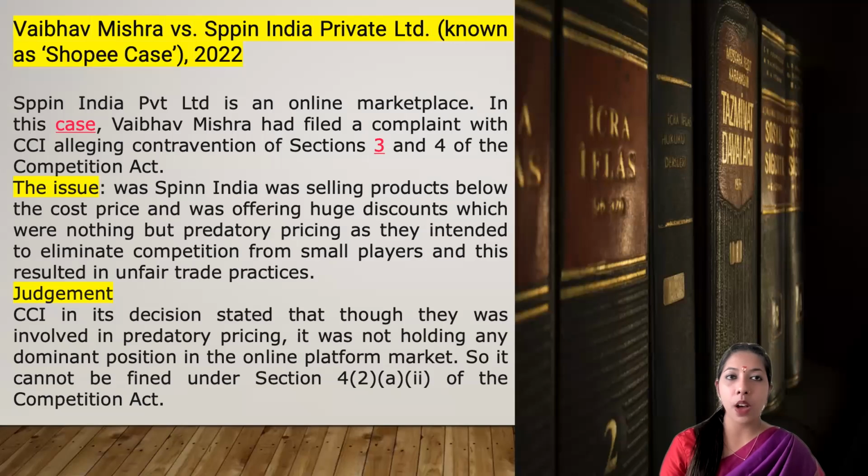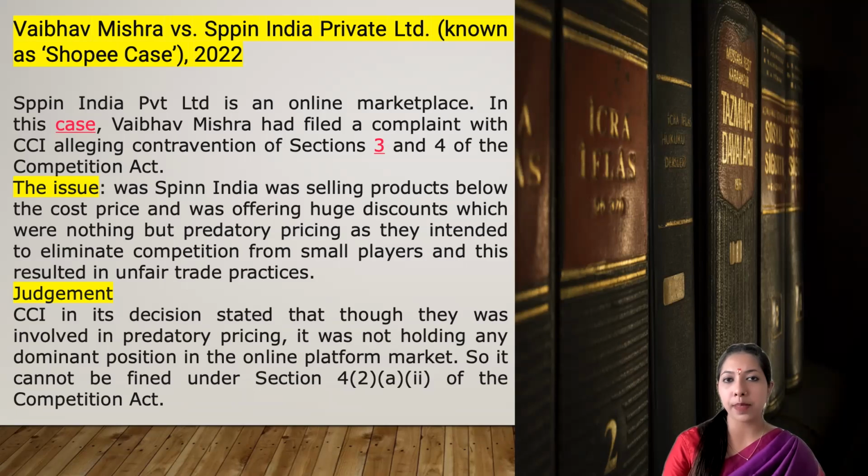The next one is Mishra versus Spin India Private Limited. This is a well-known case, known as the Shopee case, 2002. It's a very recent case. In this case, the fact is that Spin India Private Limited is an online marketplace, and Mishra had filed a complaint with the CCA alleging contravention of Section 3 and Section 4. Section 3 is anti-competitive agreements and Section 4 is abuse of dominant position under the Competition Act of 2002. The issue was that Spin India was selling products below cost price. They alleged that there was predatory pricing and huge discounts were offered, which was nothing but predatory pricing, as they intended to eliminate competition from small players, and this resulted in unfair trade practices.